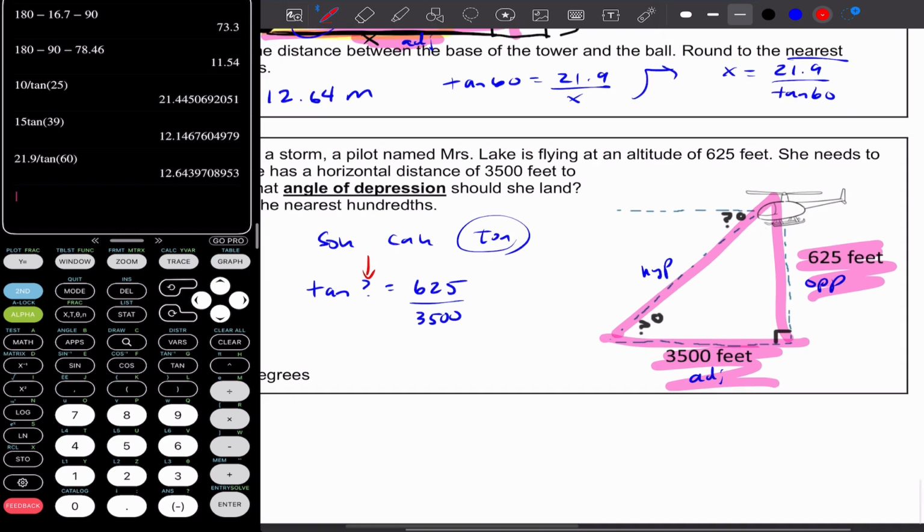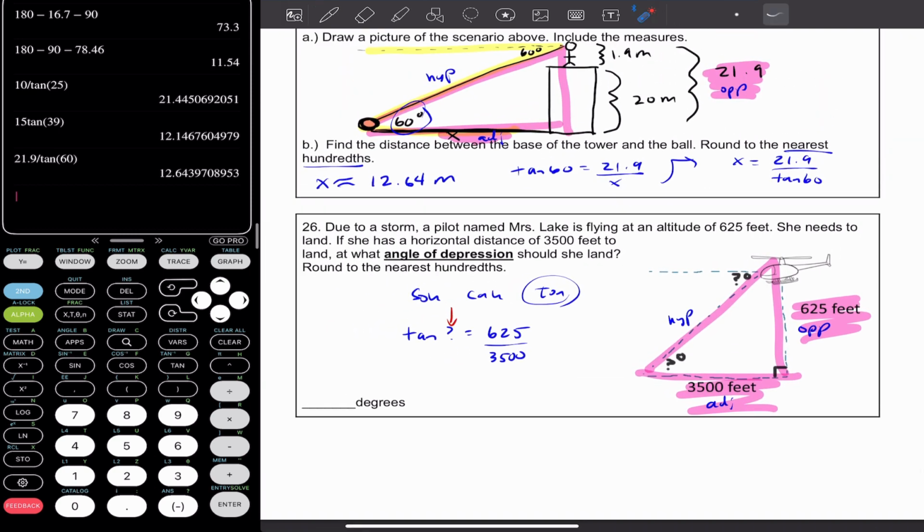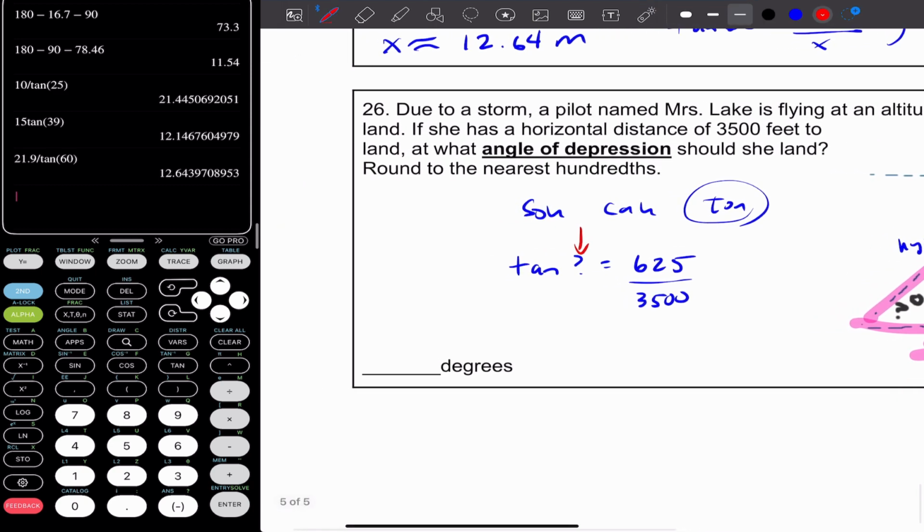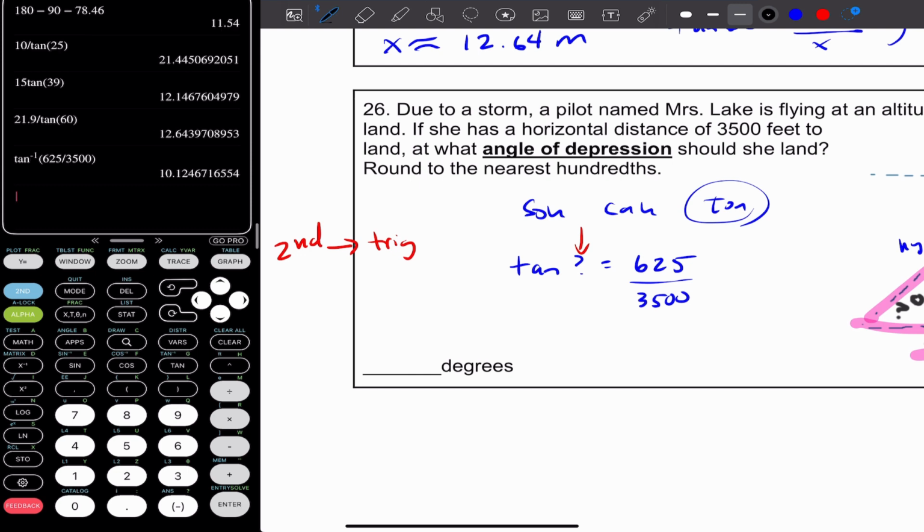Now, I'm solving for the angle, right? If it says, what is the angle of depression, or what is the angle of elevation, or what is the angle measure, you're basically going to apply the inverse trig function here, right? So you're going to press second, and then the appropriate trig function, which is tangent. So second, tan, then you're going to input that fraction, 625 divided by 3,500. And what are you going to get? Well, this question mark in degrees is approximately 10.12 degrees. And that is your answer.